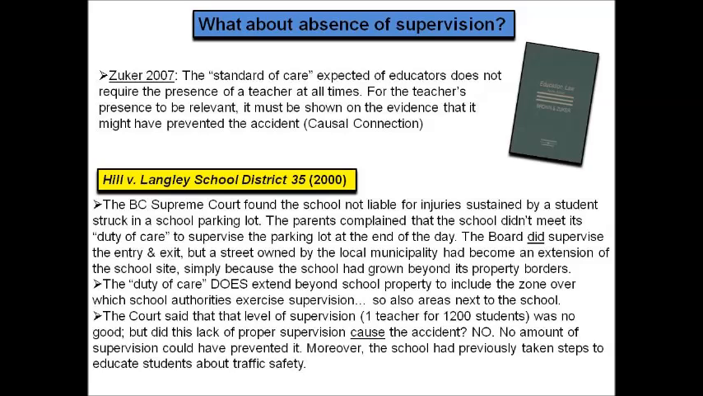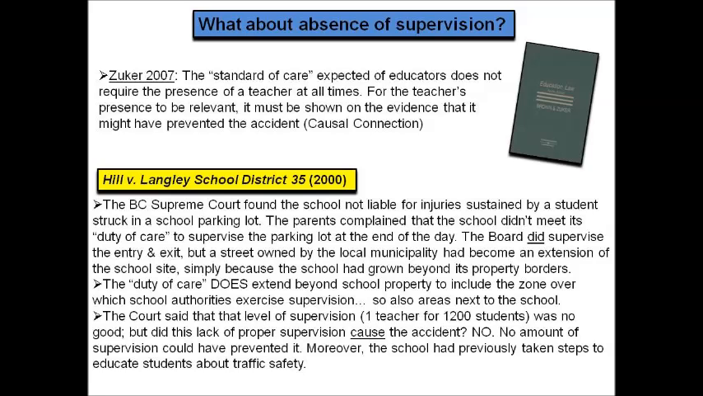So the duty of care does extend beyond school property to include the zone over which school authorities exercise supervision, so also areas next to the school. But the court said that the level of supervision, which in this case was one teacher to 1,200 students, wasn't any good. That's not enough teachers. You should have more supervision than that. But did this lack of proper supervision cause the accident? Was there a causal connection?